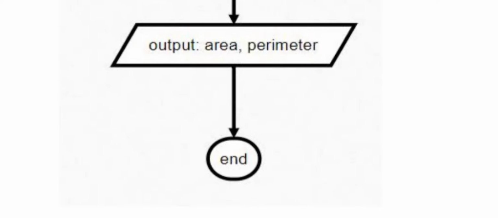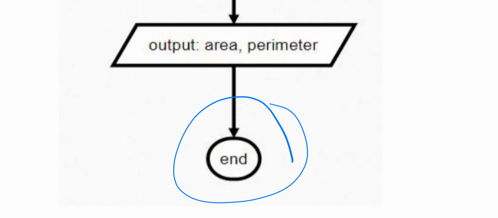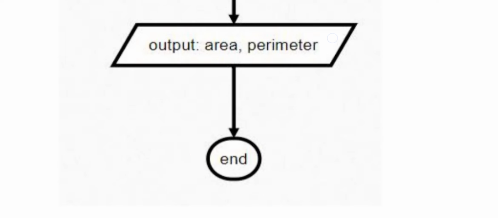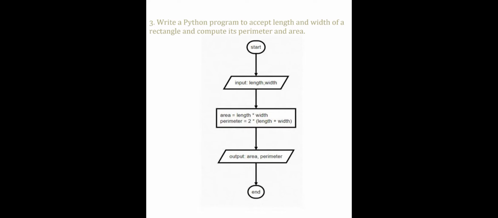At the end, you have to mention with the oval symbol telling the end of the flowchart. Always a flowchart starts with the start symbol and ends with end. Okay. So this is about the flowchart. I hope you understood the flowchart.